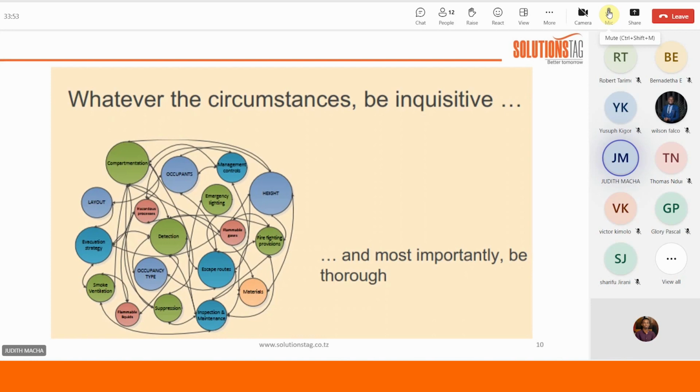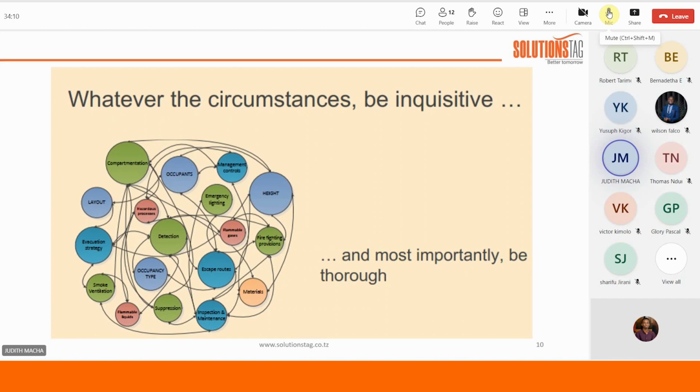How about the height of that area? How about the management controls? How about the characteristic of the occupant itself? Are they aware of that? What are they supposed to do? Are they aware of the risk of the hazard presenting in that area? How about the layout itself?